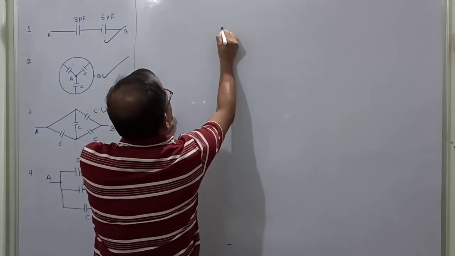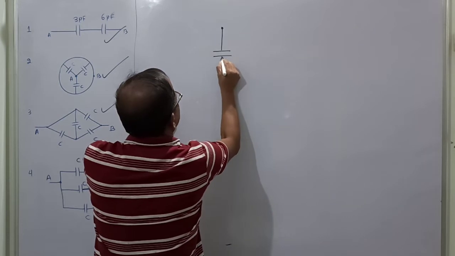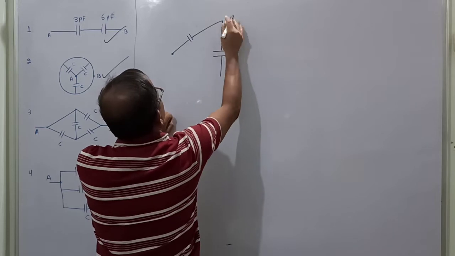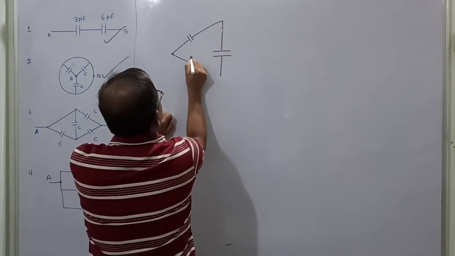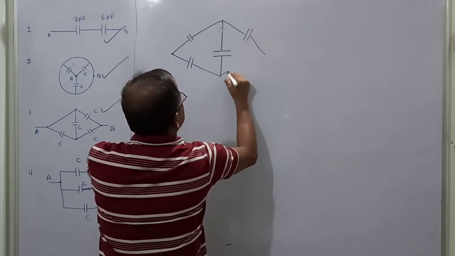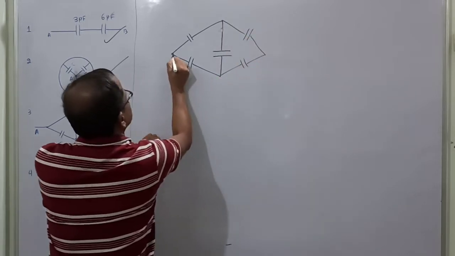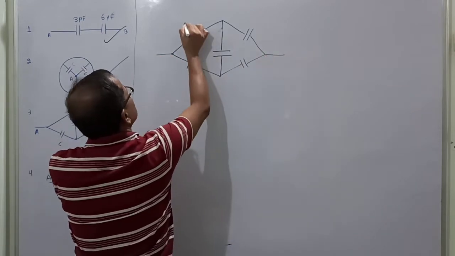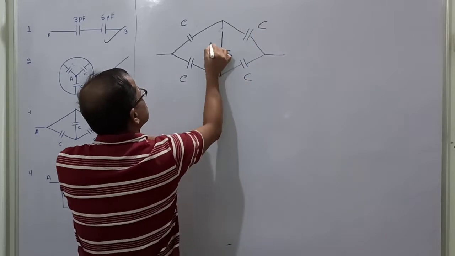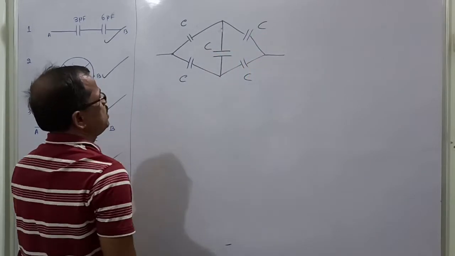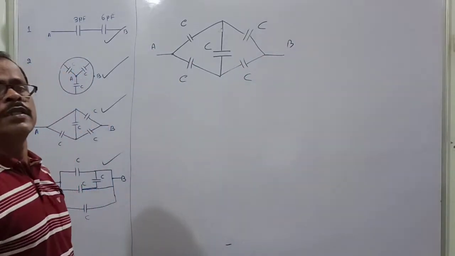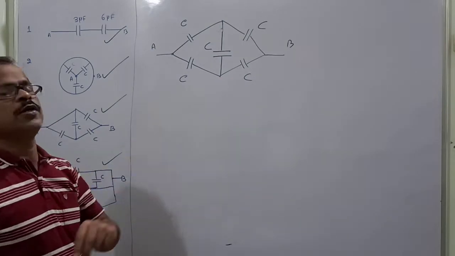Look here. These are the capacitors. There are 5 capacitors. They are connected like this. This is equal to C. This is C. This is C. This is C. This is C. There are 5 capacitors connected between the points A and B. Then how to get the net capacitance of the system?